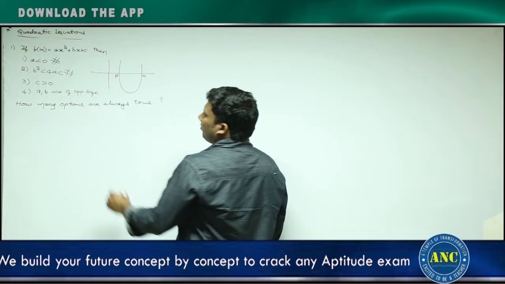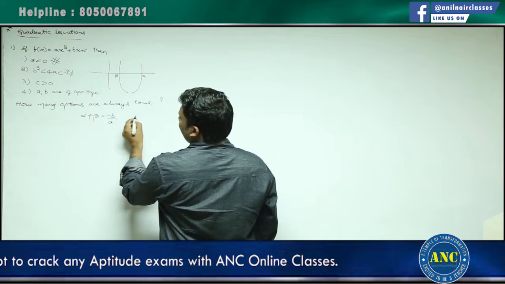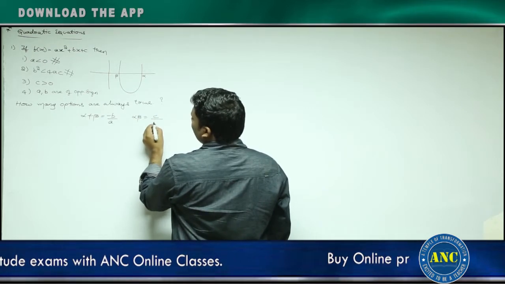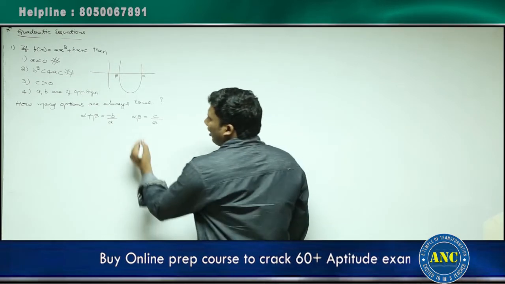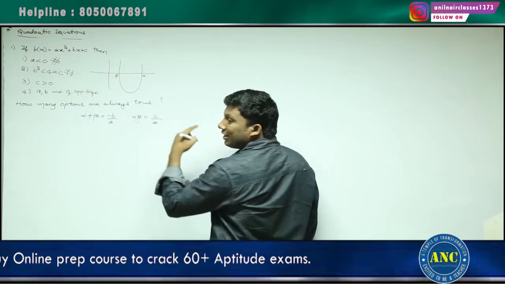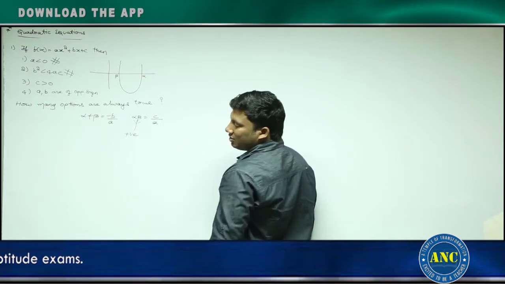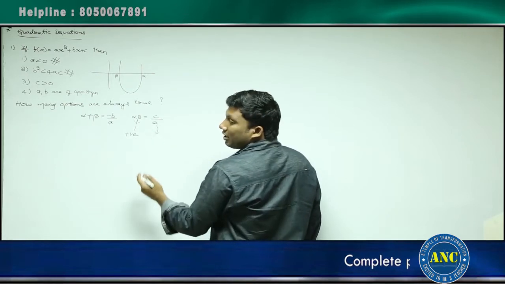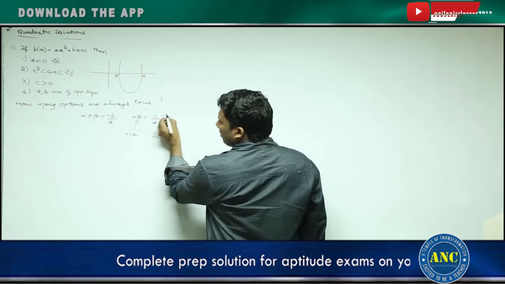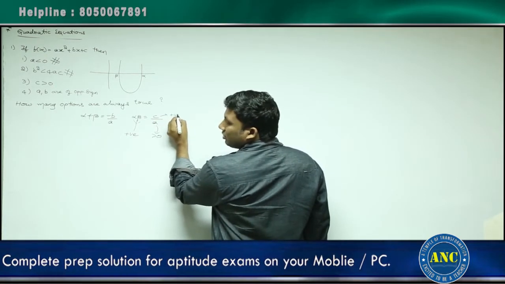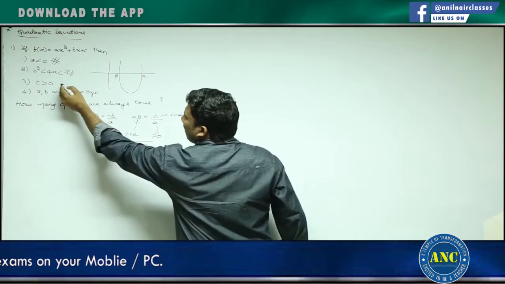Now we will see how many options are always true. Sum of the roots is minus b by a. Product of the roots is c by a. Now listen carefully. Alpha and beta both are on the right side of the x-axis, so positive. A is greater than 0 because the graph is going upwards. Positive by positive only will be positive. That means c will be greater than 0. Are you all with me? Third one definitely true.